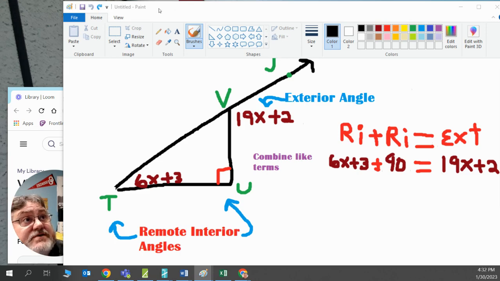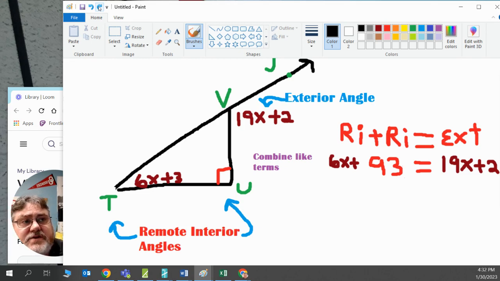Now I'll simply solve for x, okay? The first thing I'm going to do is combine like terms. On the left side, I have a 3 and a 90. They're both numbers, so they're not associated with any variables. And so I'll put them together, and I now have 93. That leaves me with 6x plus 93 equals 19x plus 2.